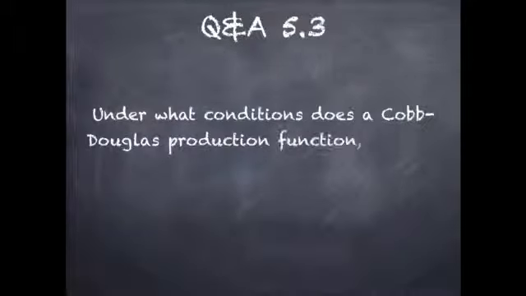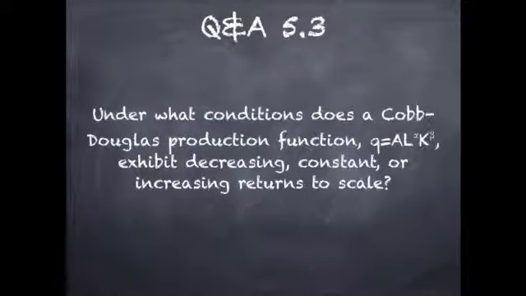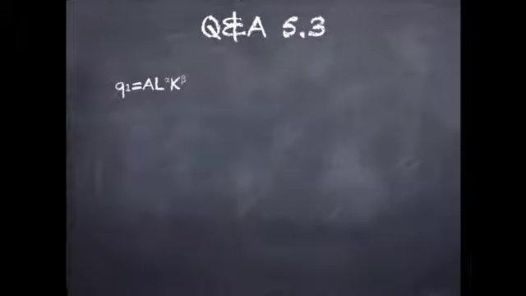For Q&A 5.3, under what conditions does a Cobb-Douglas production function given by Q equals A times L to the alpha times K to the beta exhibit decreasing, constant, or increasing returns to scale? So we want to take a look at a Cobb-Douglas function, and we should be able to tell by looking at it whether it is decreasing, constant, or increasing returns to scale.